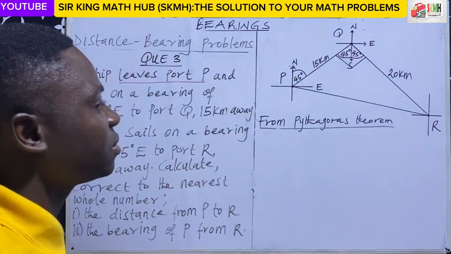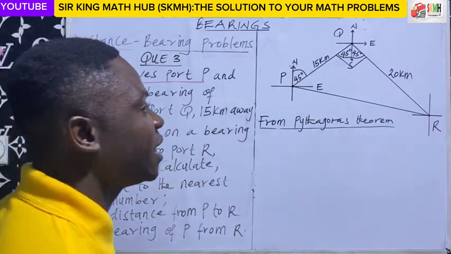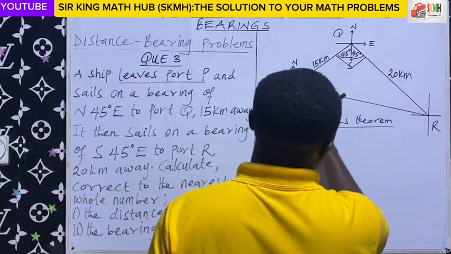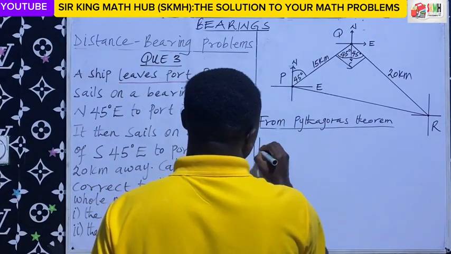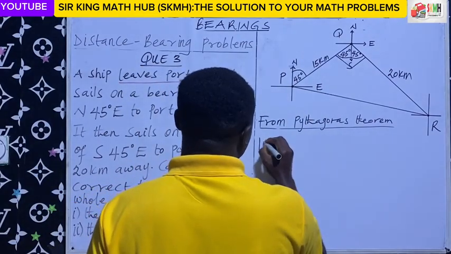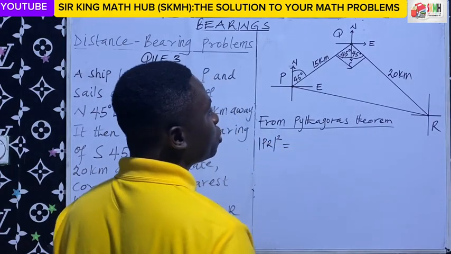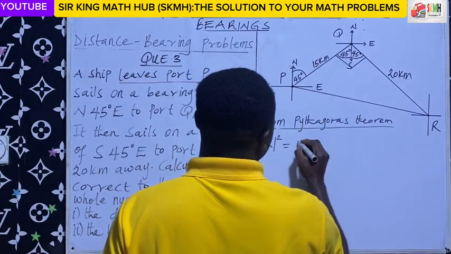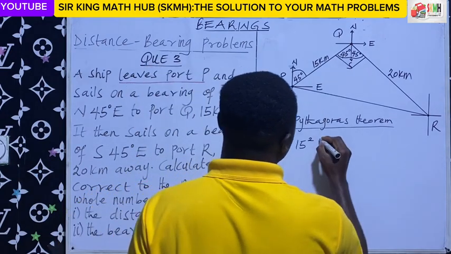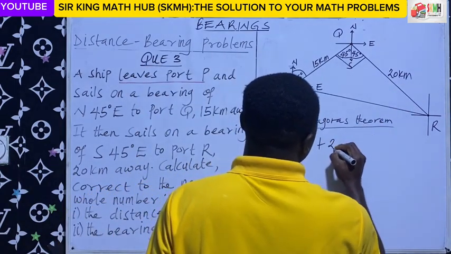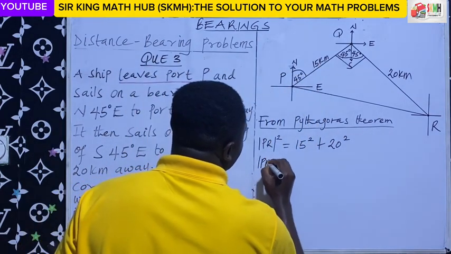This theorem says that the square of the longest side is equal to the sum of the squares of the other two sides. Clearly you could see that there is the longest side because it is the side facing a 90 degrees angle. So I'm naming the longest side as line PR. So line PR squared should be equal to the sum of the squares of the other two sides. One side is measuring 15 kilometers, so 15 kilometers squared plus 20 kilometers squared. So we have PR squared.